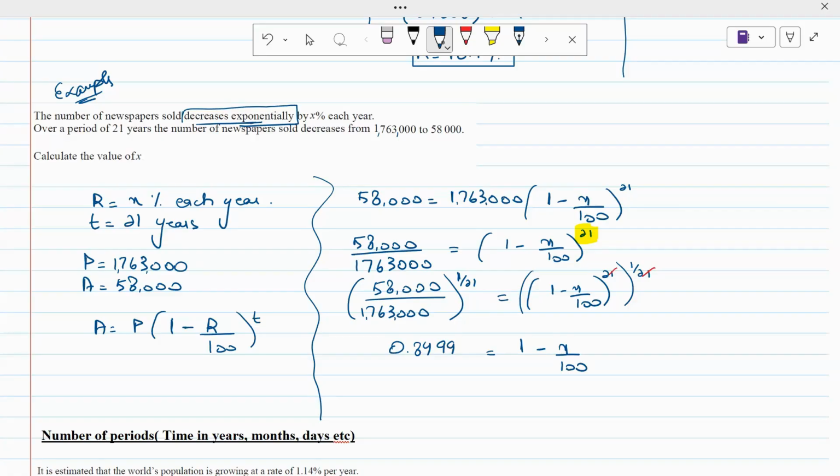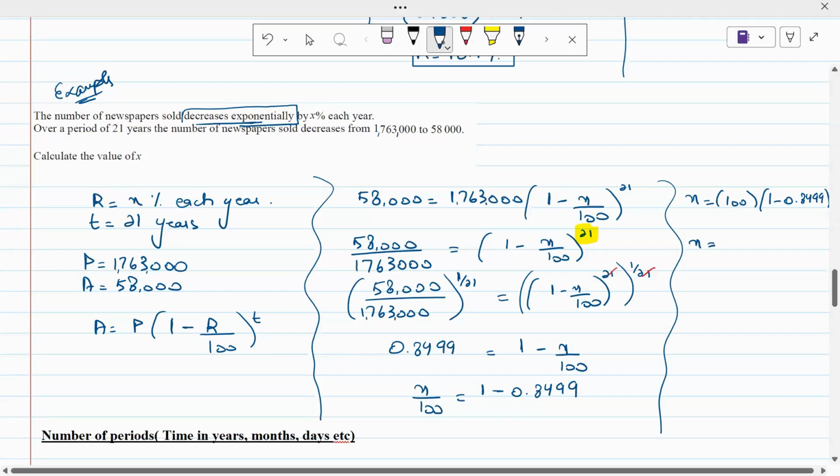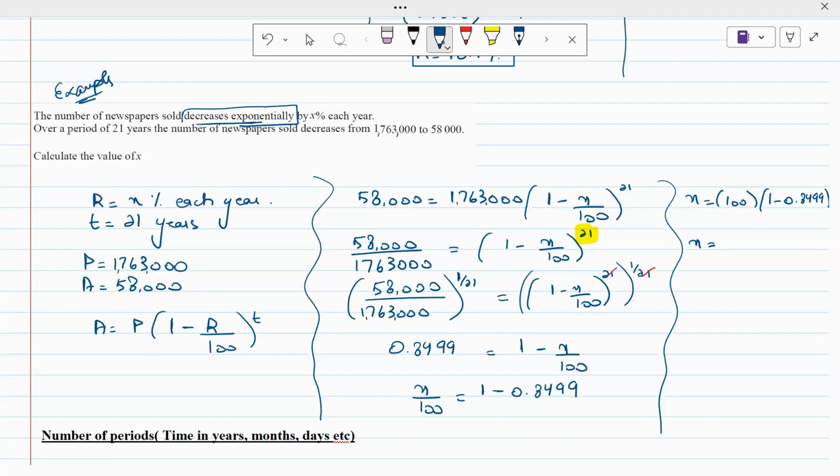So now we'll do some algebra here. It would now be x upon 100, moving this side, is equal to 1 minus 0.8499, which is 0.15. And finally, x is equal to 100 into 1 minus 0.8499. What is the final answer? 15. To 3 significant figures, 15.005, so that would become 15 only. Yes.